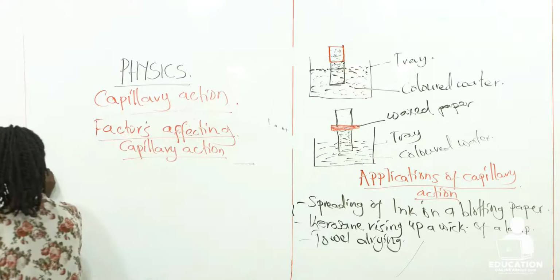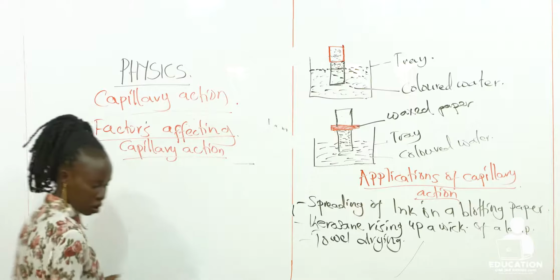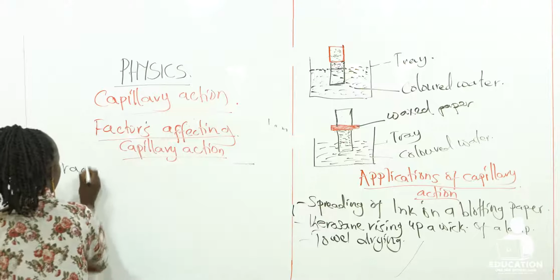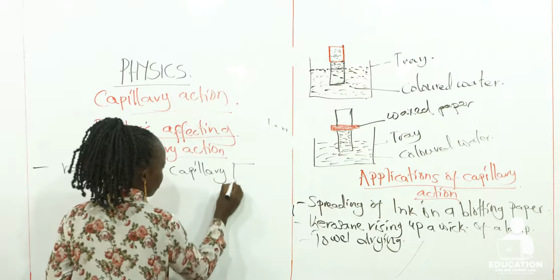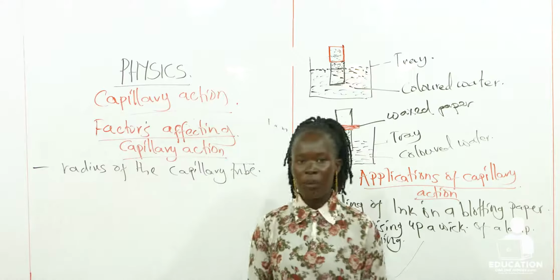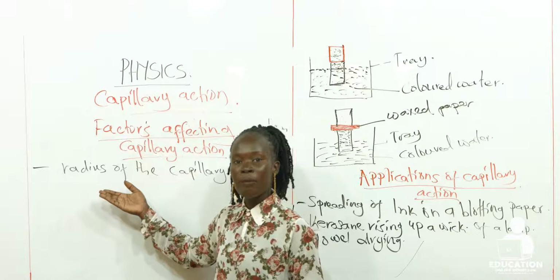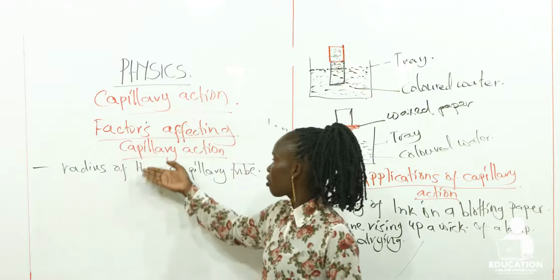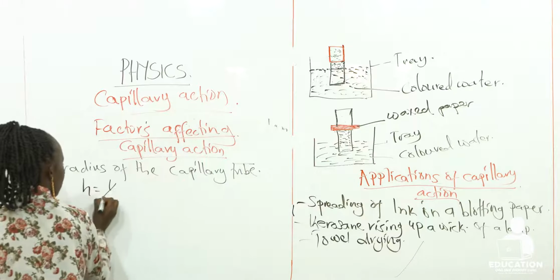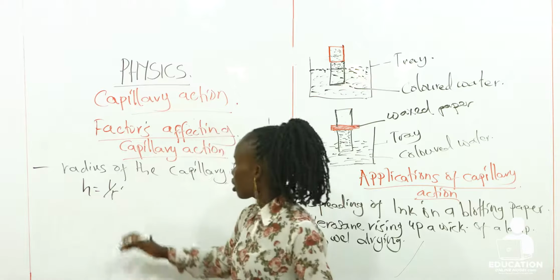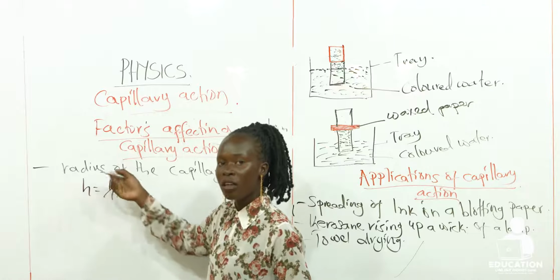So we can have the first one here as the radius of the capillary tube. This radius of the capillary tube affects the rise or fall in a way that when the radius of the tube is large, there will be a reduction. The height at which the liquid will move up will be lower. That means the height is inversely proportional to the radius. So the more you increase the radius, the more you reduce the height. Instead of it rising, there will be a fall.